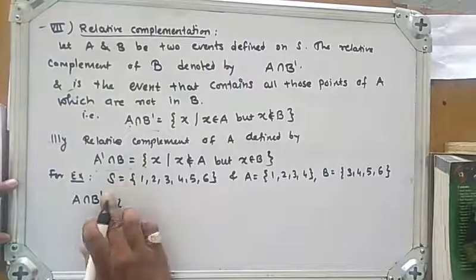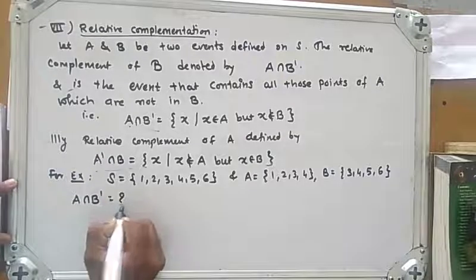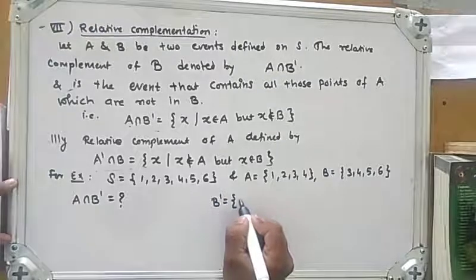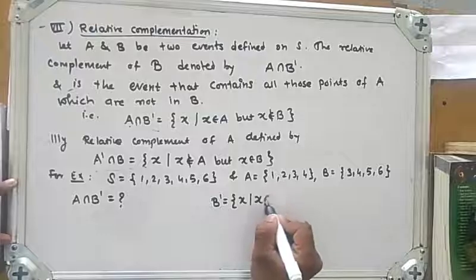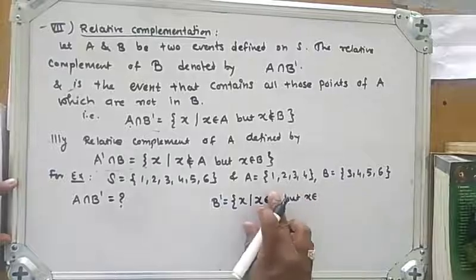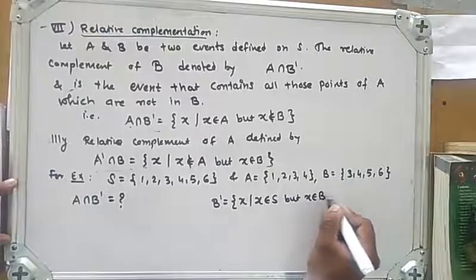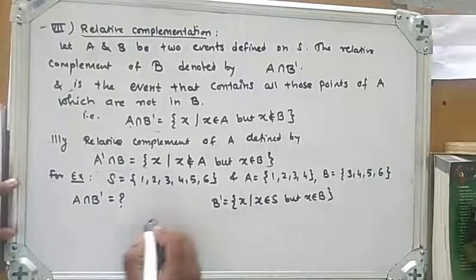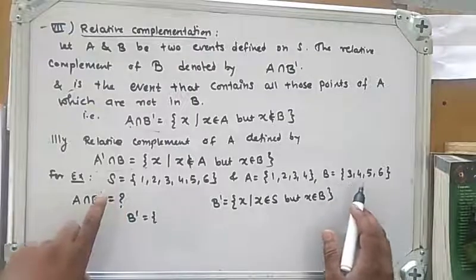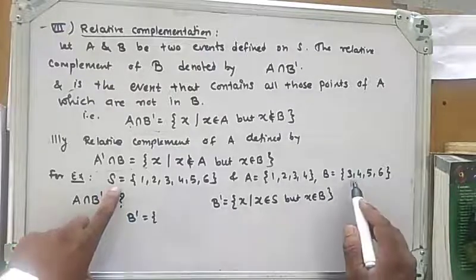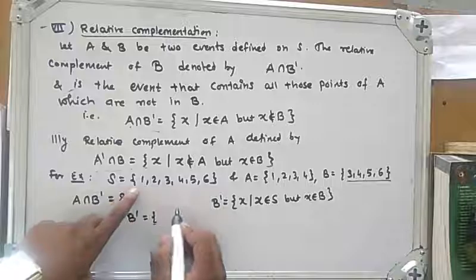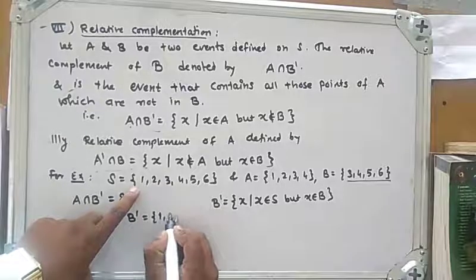So what is A intersection B complement? First find B complement. B complement is the set of all points x such that x belongs to S but x does not belong to B. So in the sample space S, B complement does not contain the points 3, 4, 5, 6, so B complement has only the elements 1 and 2.